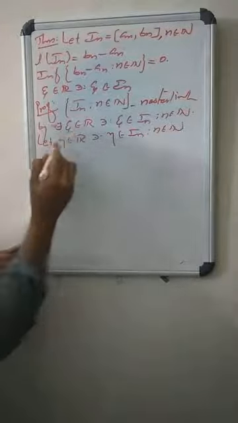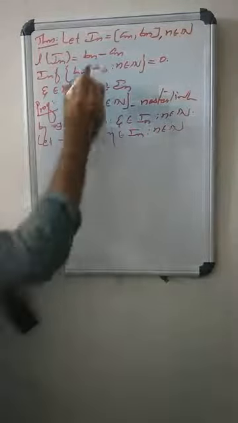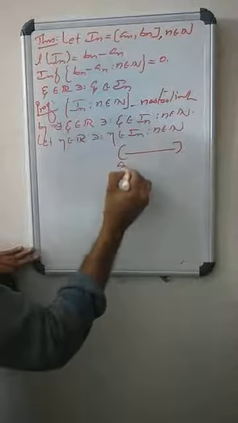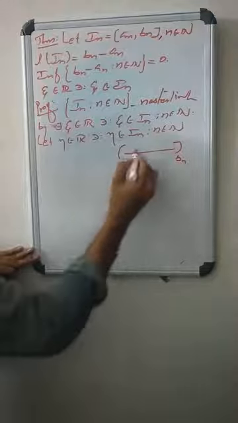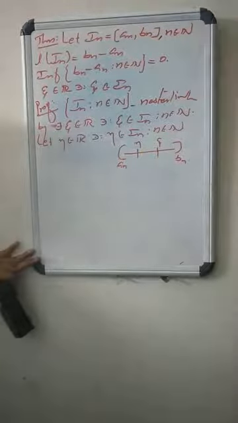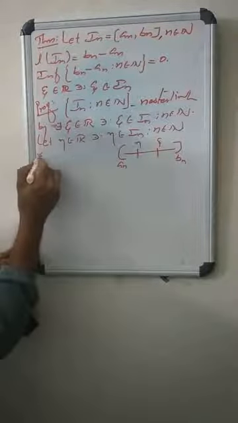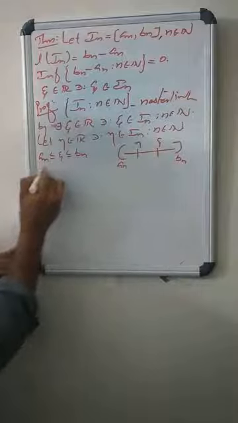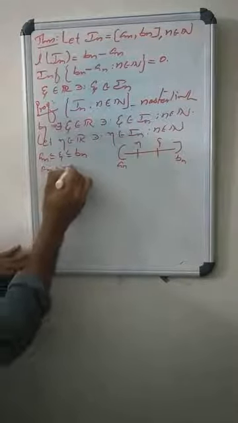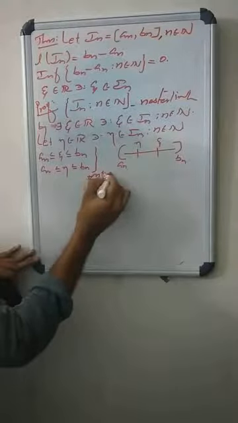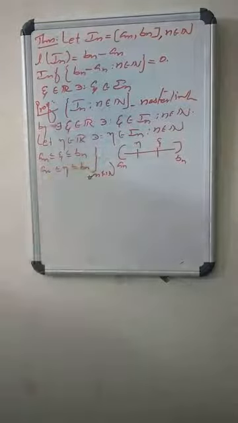Then since zeta falls in I_n, what is I_n? I_n is the closed interval [a_n, b_n]. So suppose there is zeta and there is eta. From here we can conclude that a_n is less than or equal to zeta, which is less than or equal to b_n, and also a_n is less than or equal to eta, which is less than or equal to b_n, for all n in N. That's immediate from that figure.